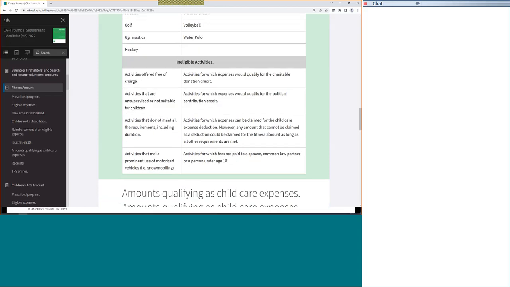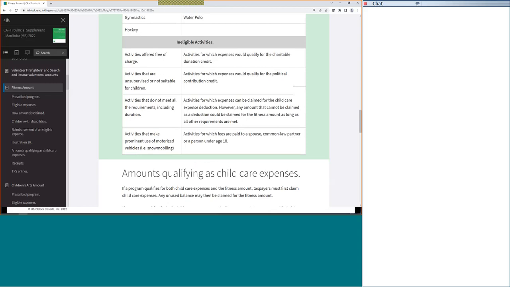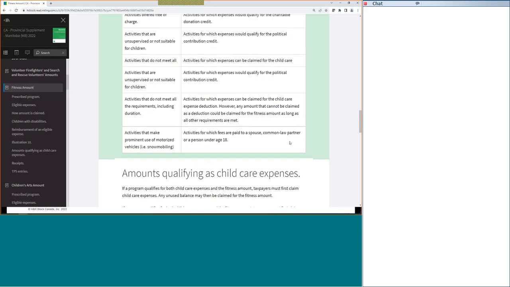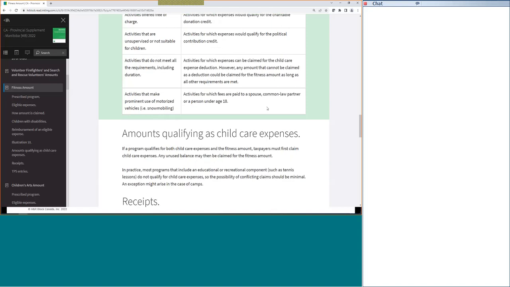Things that don't count are things that are free. If you're not paying for it, it's free. If you're getting a charitable donation credit, it's not. It's charity that you're paying for. You're not paying for the activity. If they're unsupervised or not suitable for children, no. Okay. Anything that would qualify for the political contribution credit, I can't imagine something that would be a fitness thing that would qualify for the political contribution credit, but basically if you can claim it somewhere else, you have to. Okay. And then things that use motorized vehicles, snowmobiling does not count. Okay. Snowshoeing would, if you were in a snowshoeing club or your kids were in a snowshoeing club, right? And then things that are paid to a spouse, common law partner, or a person under 18. So if the person doing the training is a minor or a relative, basically.